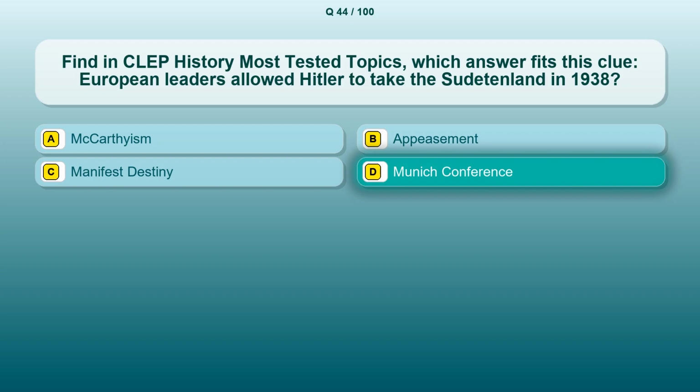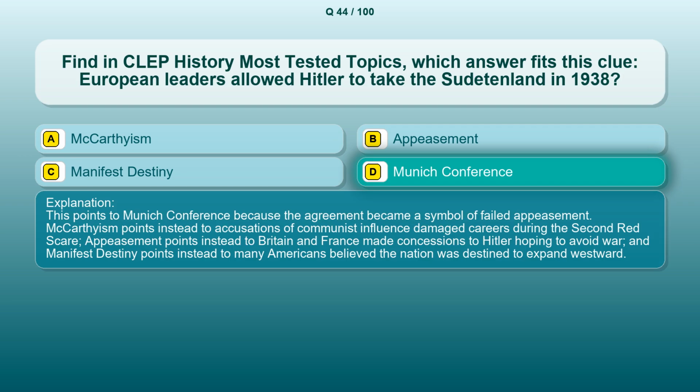The correct answer is option D, Munich Conference. This points to Munich Conference because the agreement became a symbol of failed appeasement. McCarthyism points instead to accusations of communist influence damaging careers during the Second Red Scare. Appeasement points instead to Britain and France making concessions to Hitler hoping to avoid war, and manifest destiny points instead to many Americans believing the nation was destined to expand westward.